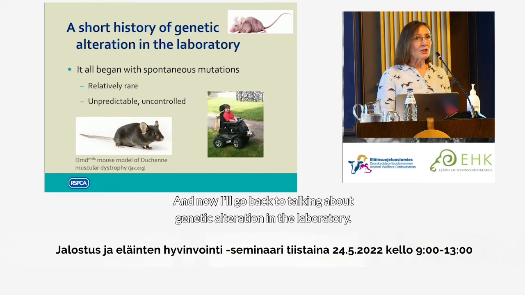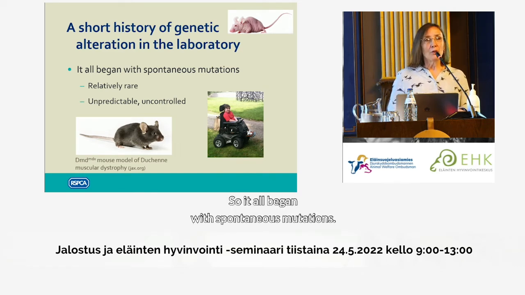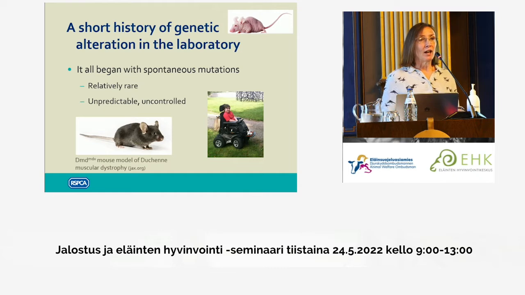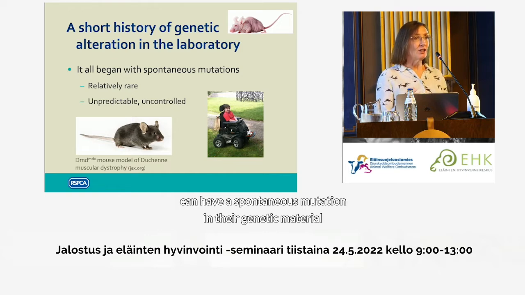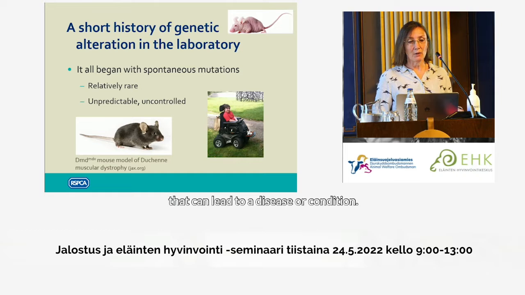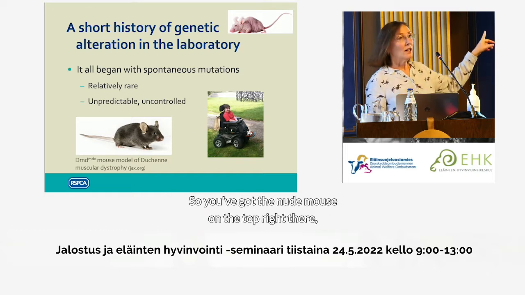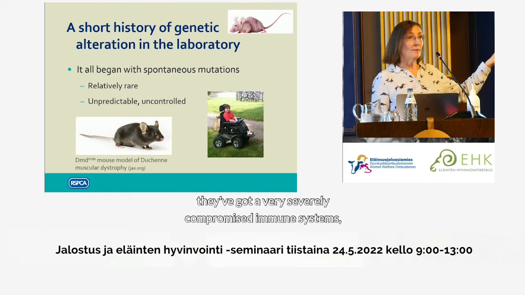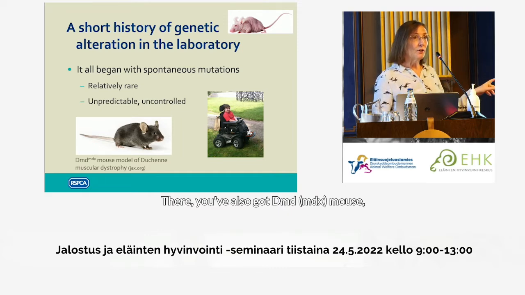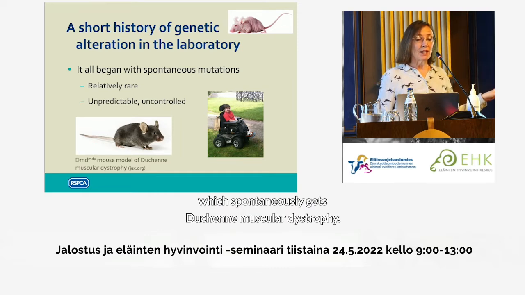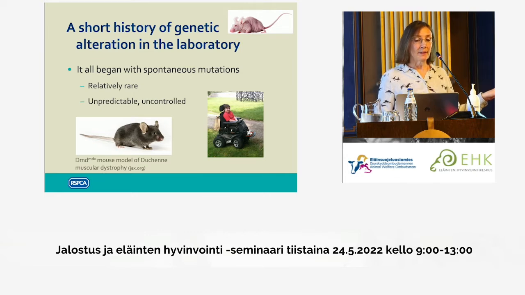And now I'll go back to talking about genetic alteration in the laboratory. So it all began with spontaneous mutations. Obviously, any kind of animal or plant, come to that, can have a spontaneous mutation in their genetic material that can lead to a disease or condition. So you've got the nude mouse on the top right there. They've got a very severely compromised immune system, so they're used in a lot of research. They were a natural mutant. There you've also got the MDX mouse, which spontaneously gets Duchenne muscular dystrophy.